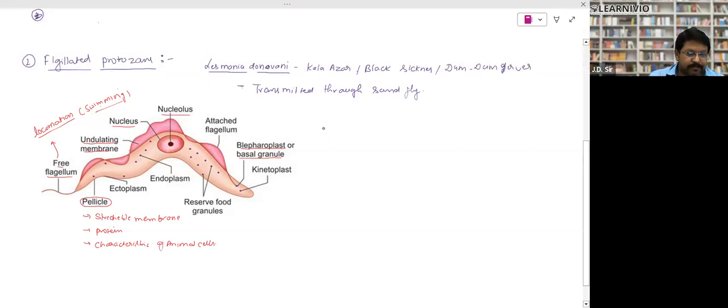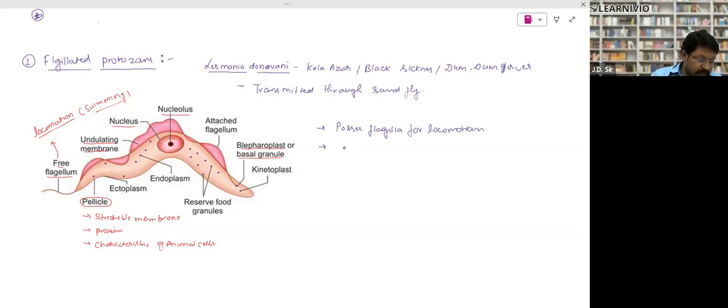General characteristic, right? They possess flagella for locomotion. If you have ambiguity with any of the points, you can ask. So they possess the flagella, and with the help of flagella, they move from here to there, right?